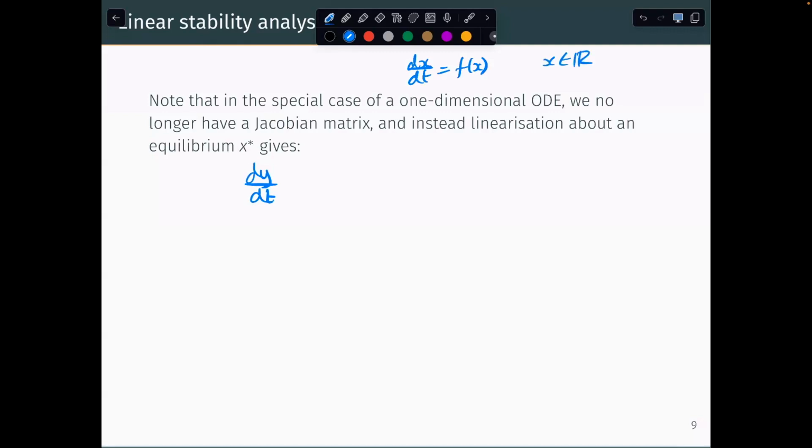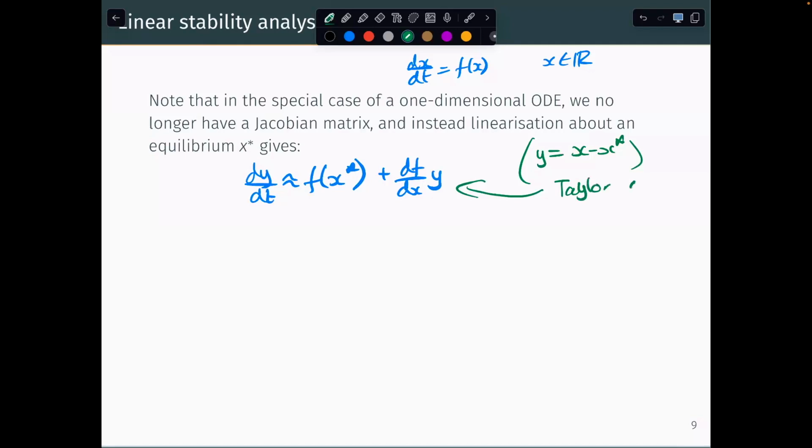In this scenario, we do our linearization just as we did before, the same rules apply. We're going to have f of x star plus df/dx times y, where y is equal to x minus x star. That's our perturbation. And this here is our Taylor series expansion about x star. So it's exactly the same as what we did before, just in one dimension rather than n dimensions. So it's much simpler now.